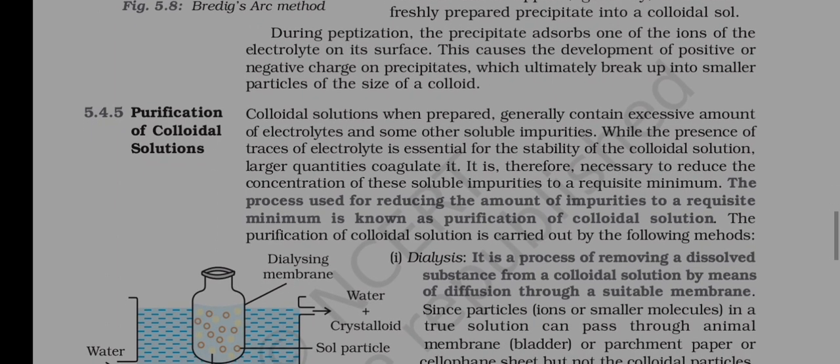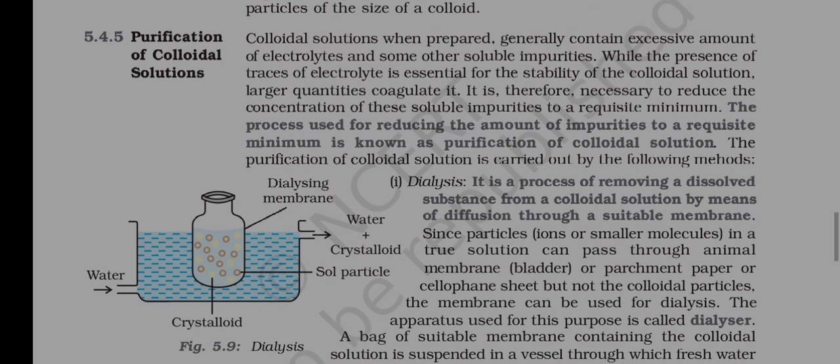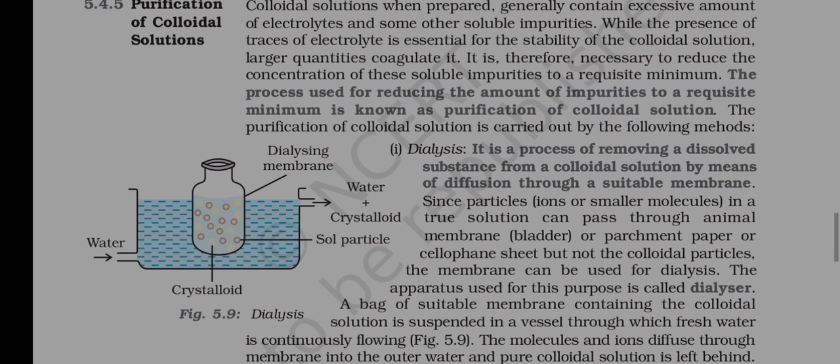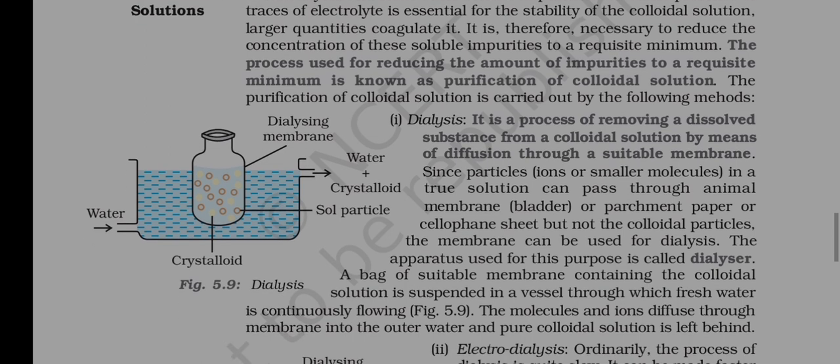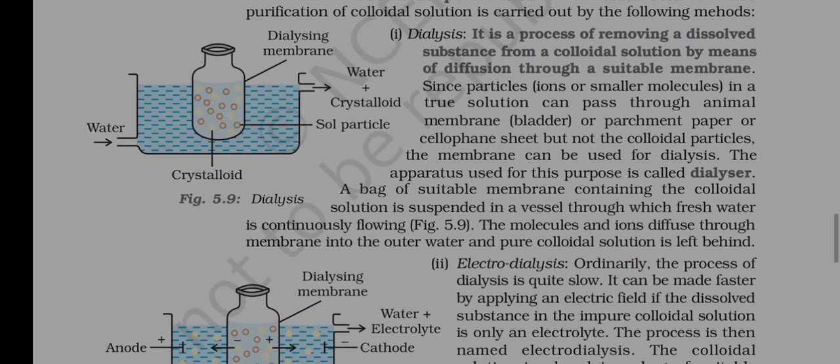First, dialysis. It is a process of removing a dissolved substance from a colloidal solution by means of diffusion through a suitable membrane. Since particles in a true solution can pass through animal membrane or parchment paper or cellophane sheet but not the colloidal particles, the membrane can be used for dialysis. The apparatus used for this purpose is called dialyser. A bag of suitable membrane containing the colloidal solution is suspended in a vessel through which fresh water is continuously flowing. The molecules and ions diffuse through the membrane into the outer water and pure colloidal solution is left behind.